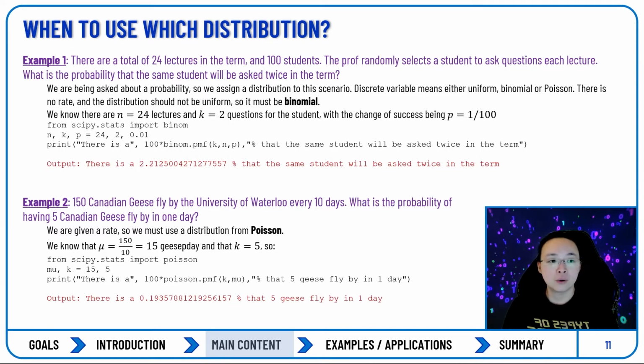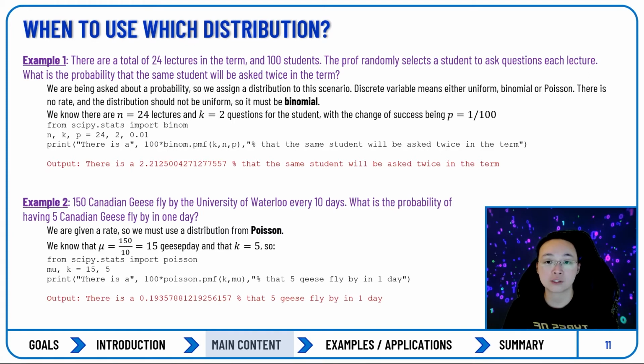Well, over here, we're being asked about a probability. We're going to have to assign a distribution. We do have discrete variables here because we have the selection of students. You can't have half a student or half a selection. So the discrete variable means that we can either have uniform, binomial, or Poisson distributions.